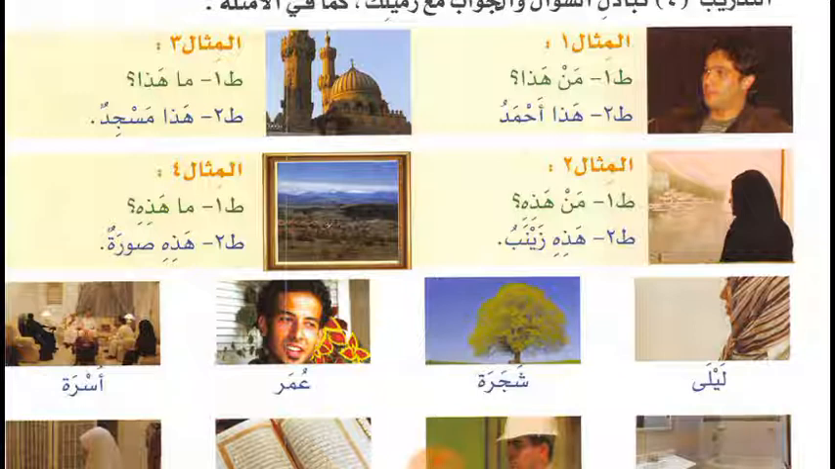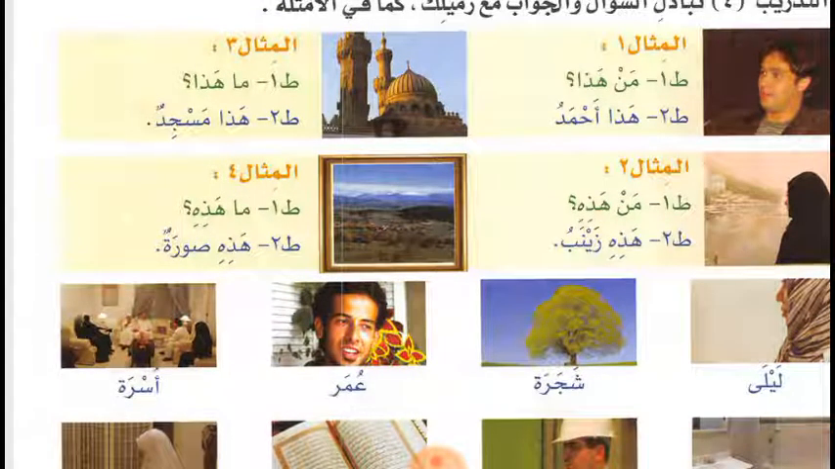Third example, you will ask, ma haza, what is this? Second student will tell you, haza masjidun, this is a masjid. Fourth picture, you will ask, ma hazihi, what is this? Second student will tell you, hazihi surah, this is a picture. So basically for humans we use man, and for material things or animals we use ma.